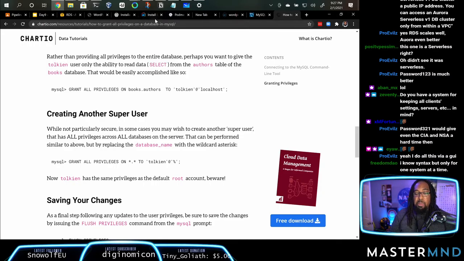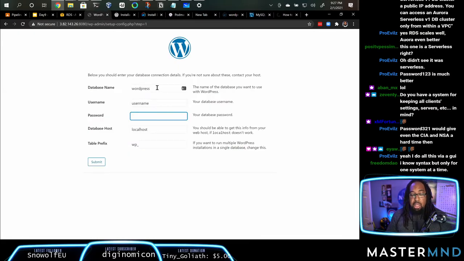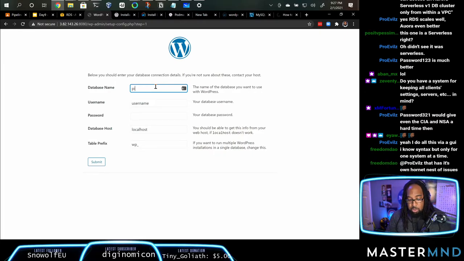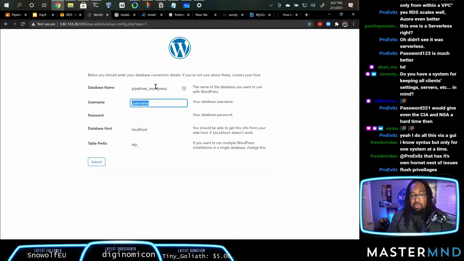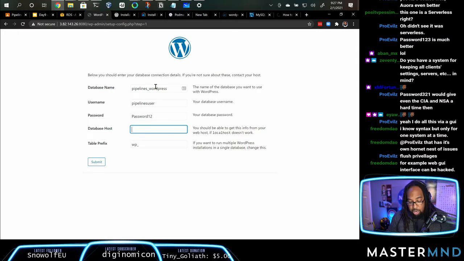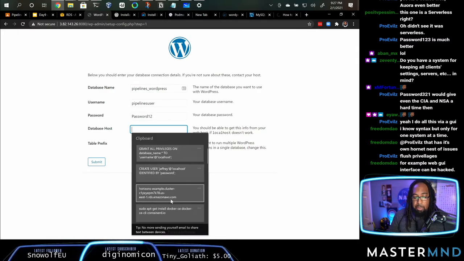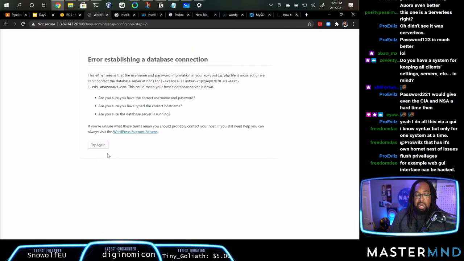Now if we go back to our setup page that we were in the middle of, our database name, we need to give it the database name that we created, which was pipelines WordPress. This is going to set up the connection information for us. This one was pipelines user, and the password was password12. And the database host, this is where the database host is, so I'm gonna paste this in right here. Table prefix, I'm cool with that. And I'm gonna submit it.